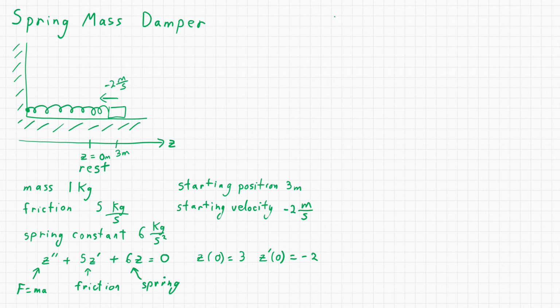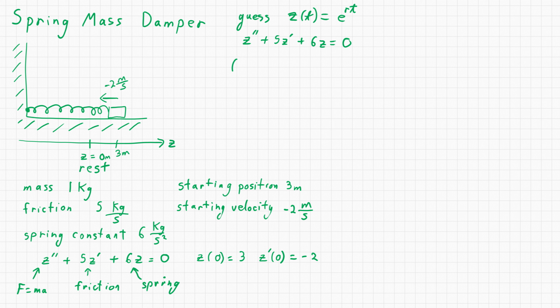So our guess, as always, is z of t is equal to e to the r t. And so if we use that and we plug it into the differential equation, we have z double prime plus 5z prime plus 6z equals 0.